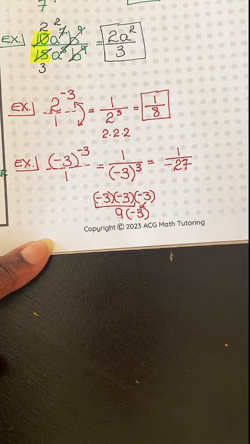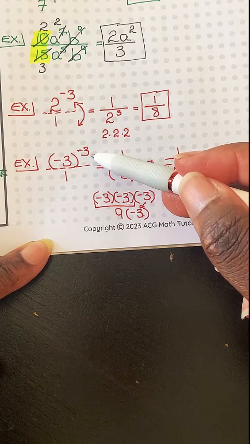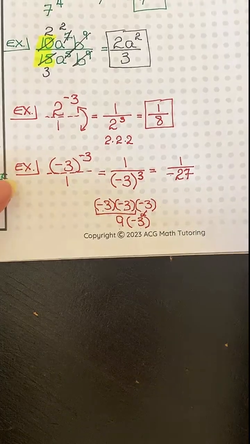How do you know when to flip? When you have a negative exponent. When you have a negative exponent, that's when you're flipping it.